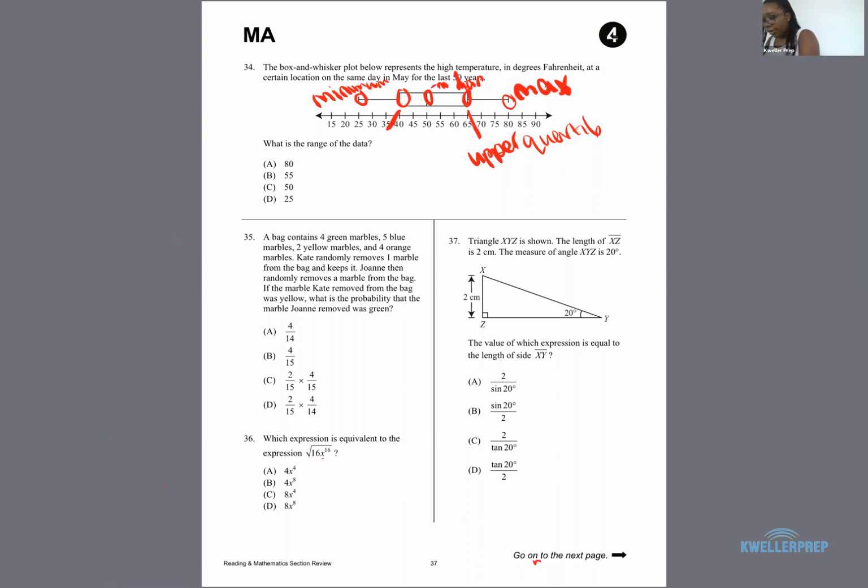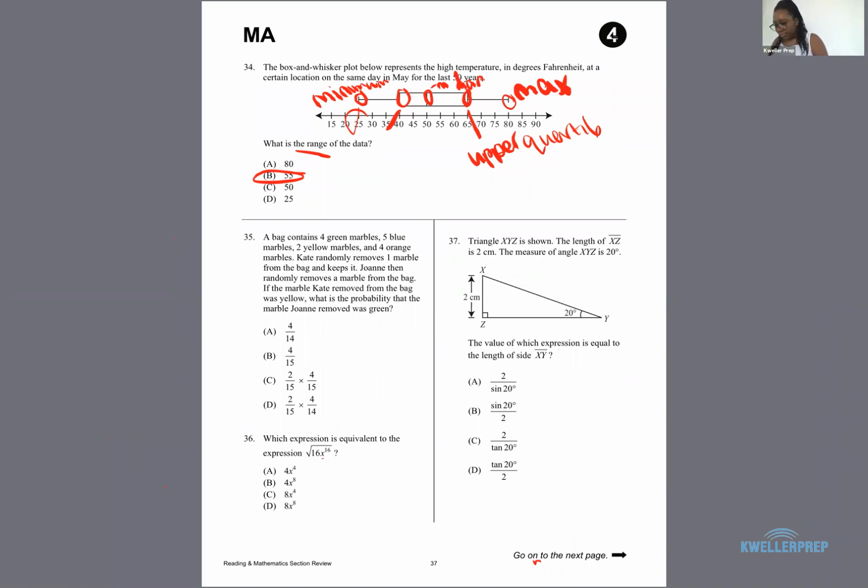The lower quartile is the median for the lower half of the data set. Okay, but we don't need to worry about that. In order to calculate the range, it's just the minimum subtracted away from the maximum. So we have 80 as the maximum and 25 as the minimum. So 80 minus 25 is 55. B is the answer.